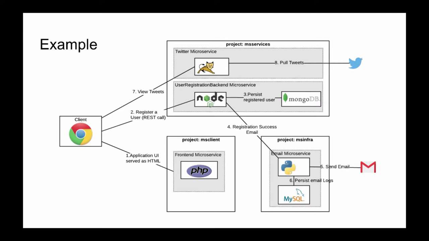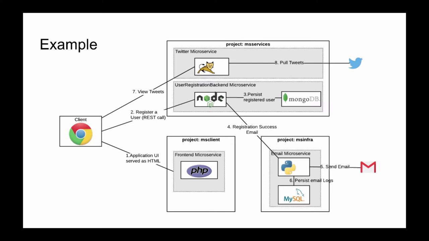Once you log in, you can look at the tweets. When you view the tweets, you will be accessing the Twitter service. This is written in Java and runs on Tomcat. It goes and pulls the tweets for a particular user, and shows them on the screen. That's the application. The reason it is written as separate microservices is just to show an example of multiple microservices all running together. These are all polyglot microservices, each one written in a different language.